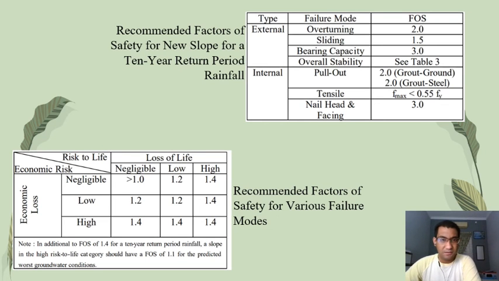Okay, the first table is a table of recommended factor of safety for new slope for a 10-year return period rainfall. And the second table is the recommended factor of safety for various failure modes. Okay, these two tables are used for determining the safety for soil nailing.